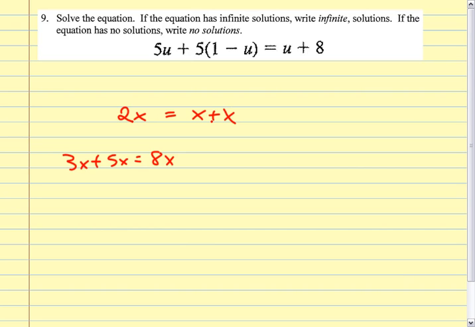Okay? When I get something like 0 equals 5, that means no solution. This is contradictory, which means there's no value for the variable that will make the equation true. Sometimes that happens.